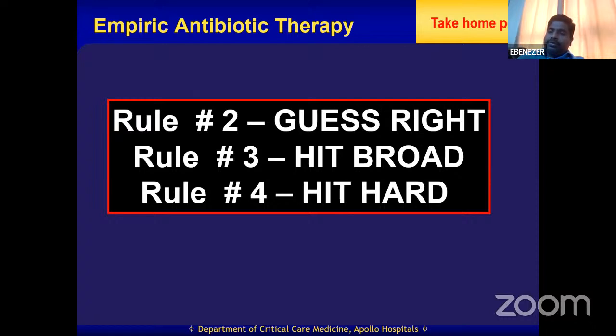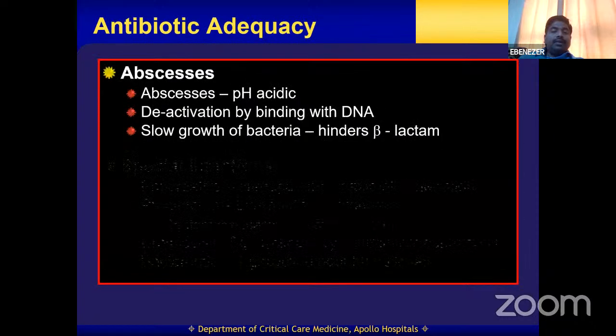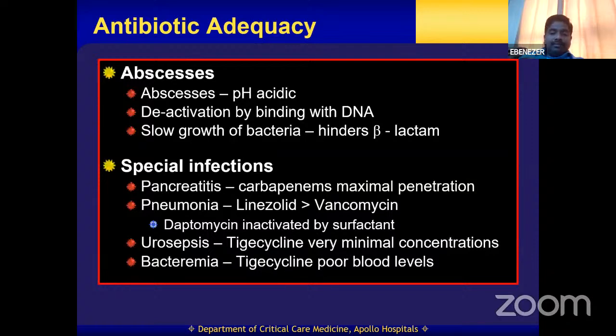The initial loading dose, irrespective of your creatinine levels, should be at a higher level. So try to hit hard earlier, and then you try to de-escalate based upon your culture sensitivity report. That is also very important. So as I told you, there are some special states where you have to understand. For example, pancreatitis. Carbapenems will have maximal penetration. Based upon that, you have to use it.